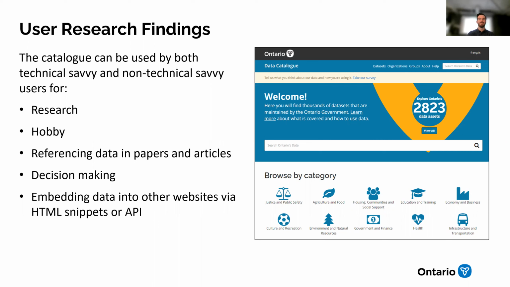Okay, there was a bit more of an equal balance on the research survey rather than here. From the research, they were able to learn about the goals of their purpose once they are on the site. Some of the non-technical users use the data catalog to do some research. If they were curious about some data sets, they would look into that or even reference the data in their papers. Whereas the technically savvy users tended to use the catalog to help them make informed decisions and to use the data to embed in HTML snippets or using API.